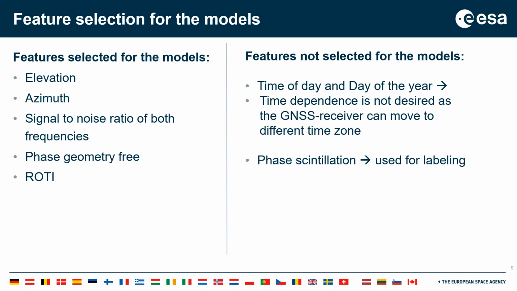Before we went through training the machine learning models, we did a feature selection, as we did not include all of the features. We chose the elevation, the azimuth, the signal to noise ratio of both signals, the phase geometry free, and the ROTI. We did not use the time of day or the day of the year, as time dependence is not desired at the GNSS receiver, since it can move to different time zones. So for now we wanted to remove the time dependence and see how it performs. We also didn't include the phase scintillation, as this was used for labeling.